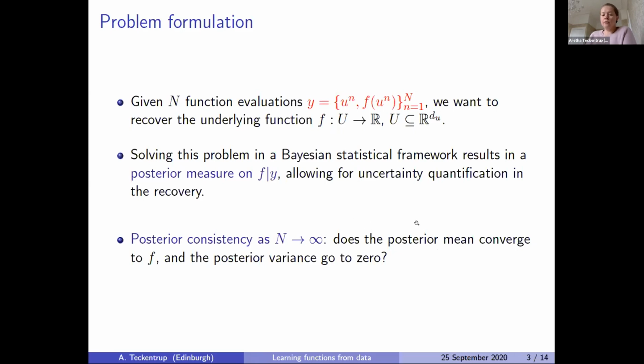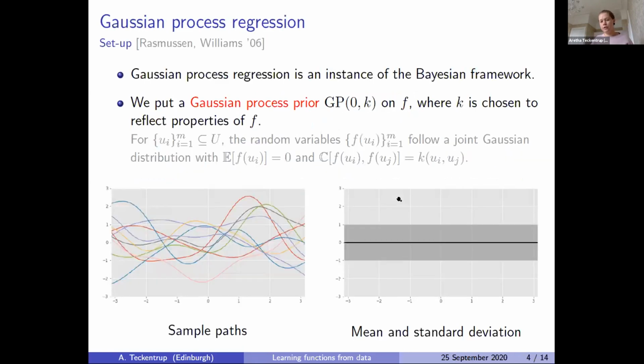Right. So as I said, I'm going to solve this in a Bayesian statistical framework. Gaussian process regression is just a particular instance of the Bayesian framework where you choose the prior distribution to be a Gaussian process. So I'm choosing the prior distribution on my unknown function f as a Gaussian process. I'm choosing mean 0 for simplicity. You can do everything with non-zero mean as well. And then you have the covariance kernel.